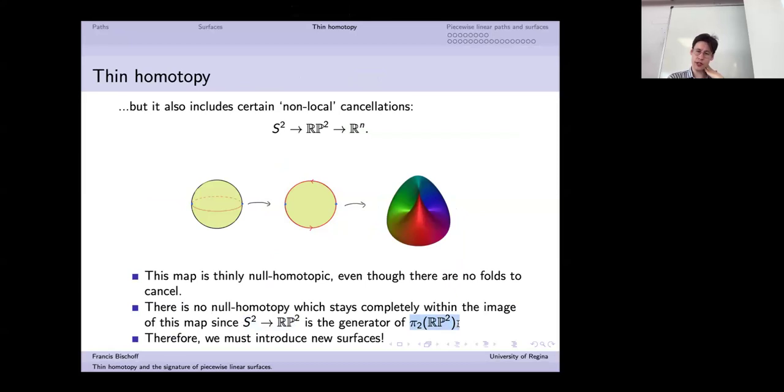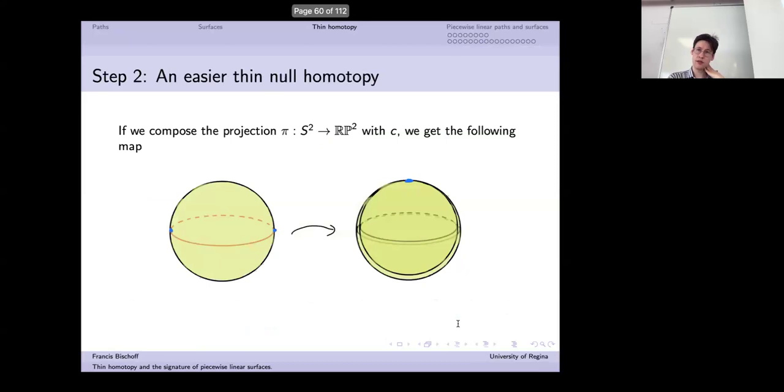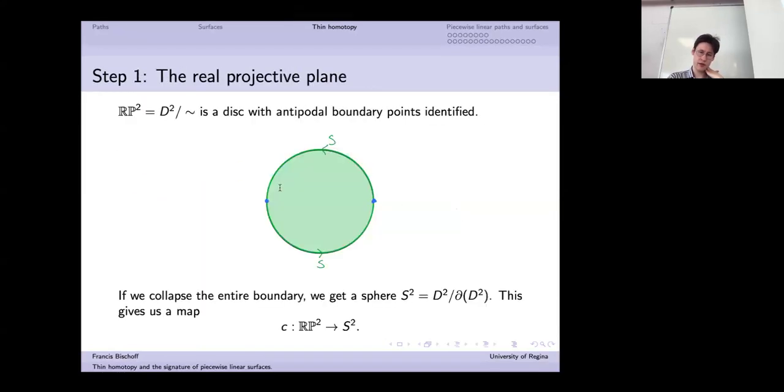So H2 and pi 2 are not the same, but that's because we have a pi 1. Pi 1 of the image. Pi 1, yeah, of RP2, which is generated by this loop here. So we just killed that loop by adding a disk, a new surface that kills this thing. And then by moving through this new disk, we're able to thinly null homotope to a point.